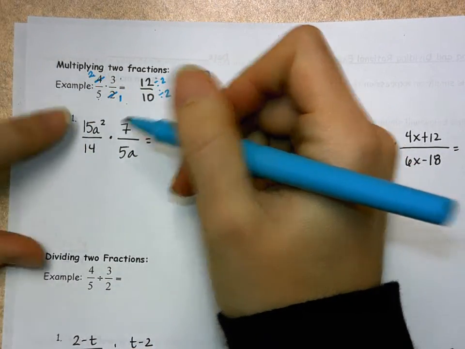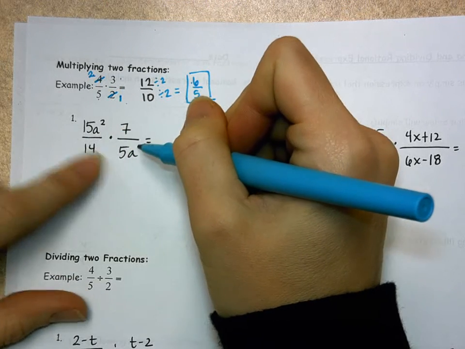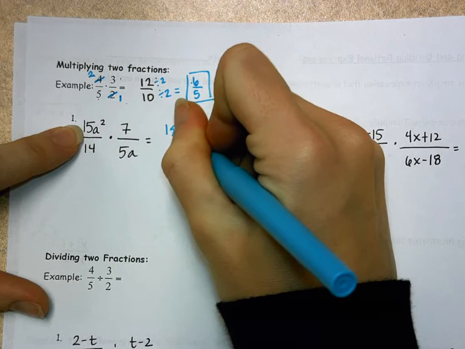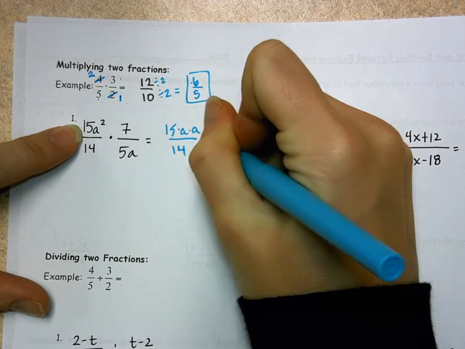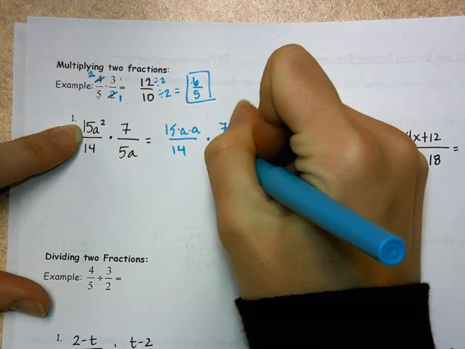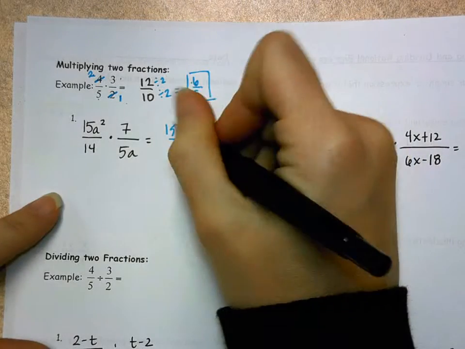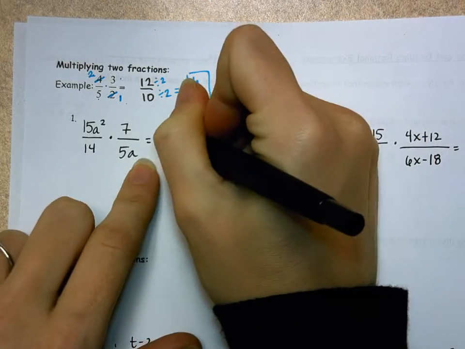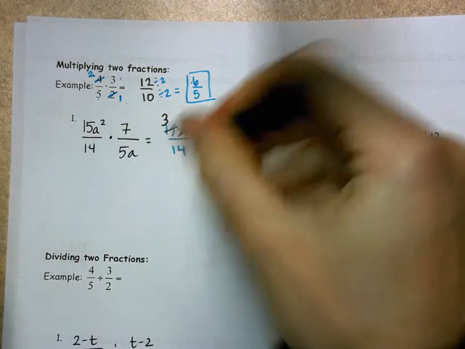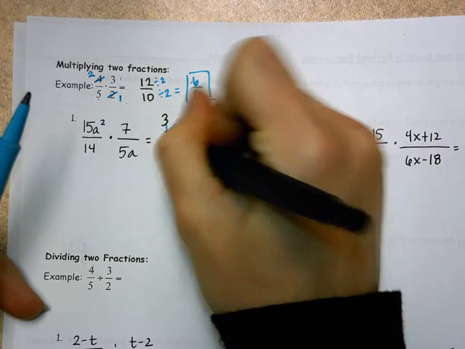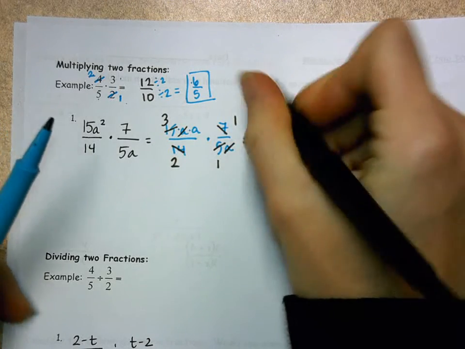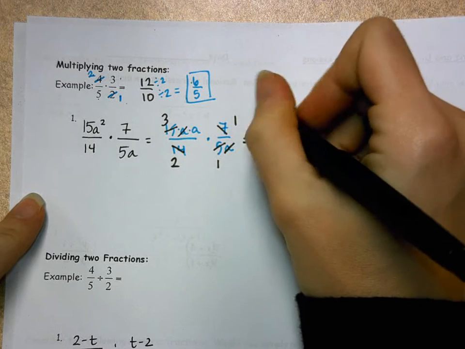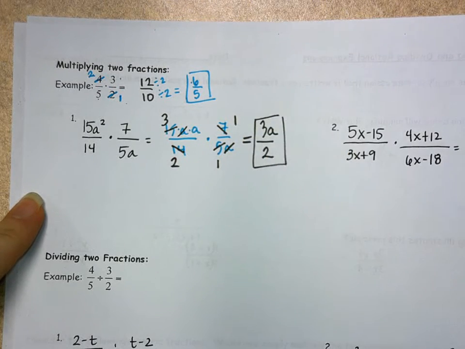So looking at number 1, 15a squared and 5a, I do see a common factor here. And remember, if I think of 15a squared as 15 times a over 14 and 7 over 5a, while looking at the a variables, I can see that one cancels out crosswise. Looking at the number 5, 5 goes into itself one time, 5 goes into 15 three times. Looking at the number 7, 7 goes into itself one time and into 14 two times. So we multiply across and we get 3a over 2, which is what this simplifies to. And we can box that.